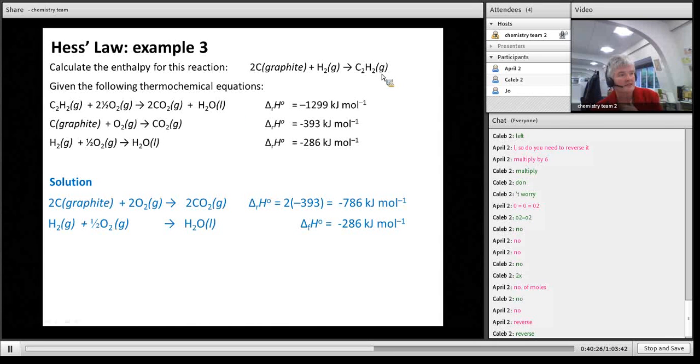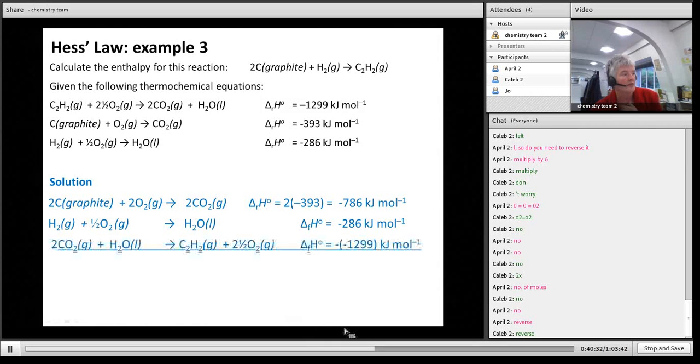Reverse, because I've got ethyne on the right and here the ethyne is on the left. So that one I have to reverse, and because I've reversed it, I have to reverse the sign. It was negative, now negative times a negative is a positive. So I do the same thing. Notice, by the way, I'm going to keep on emphasizing this, keep the arrows below each other.